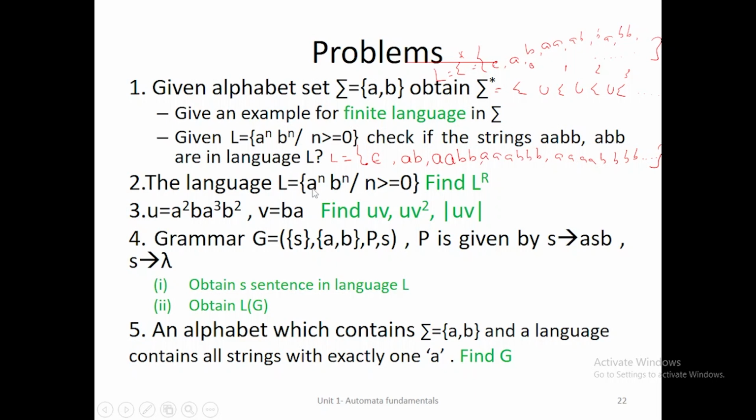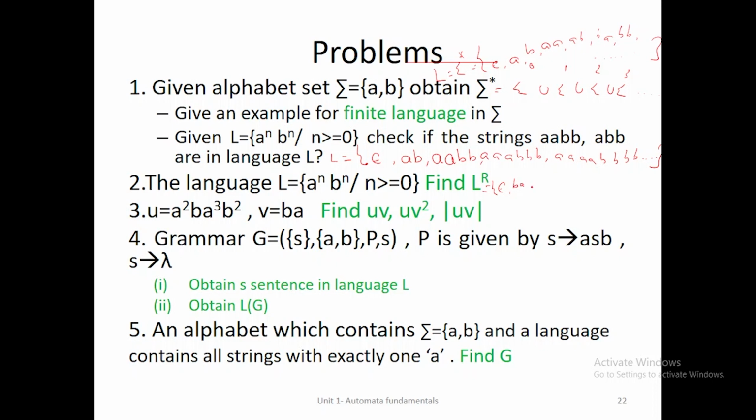And the second one, L is equal to A power n, B power n for all n greater than or equal to 0. We already wrote the language concept. Find L to the power R. So R means reverse of a string. L to the power R means reverse of the strings in the given set L. So whatever strings are available, you write them in reverse order. So if you take L to the power R equal to, if you reverse epsilon, the same epsilon is there.